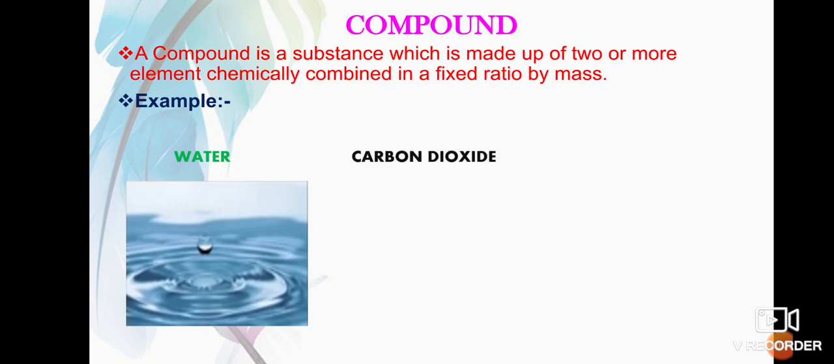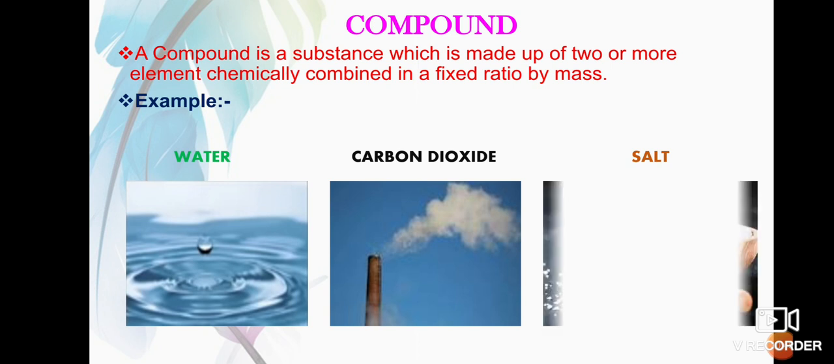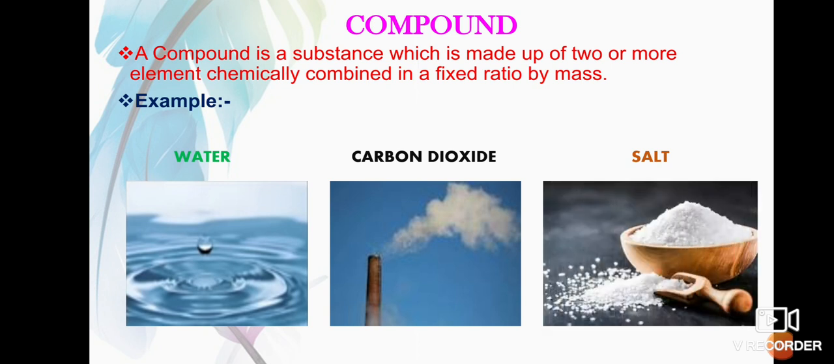Carbon dioxide, carbon and oxygen are there. Then salt. What is the chemical name of salt? NaCl. So it is a combination of sodium and chloride. So these come under compound because they are made by two or more elements. Okay.